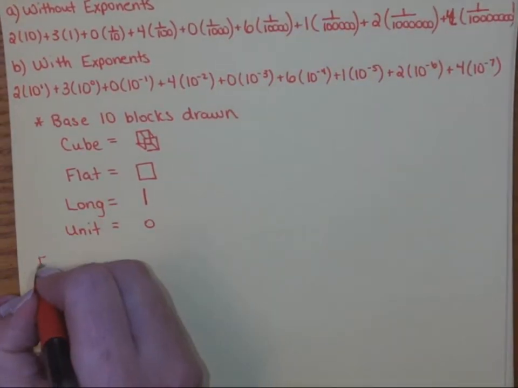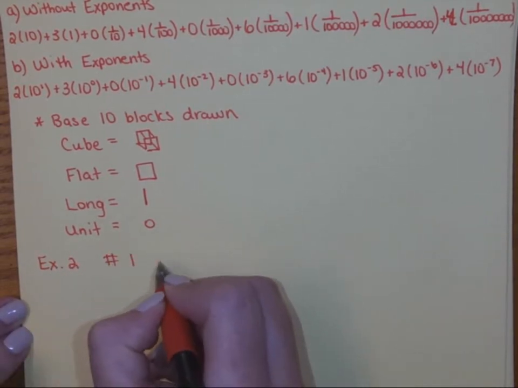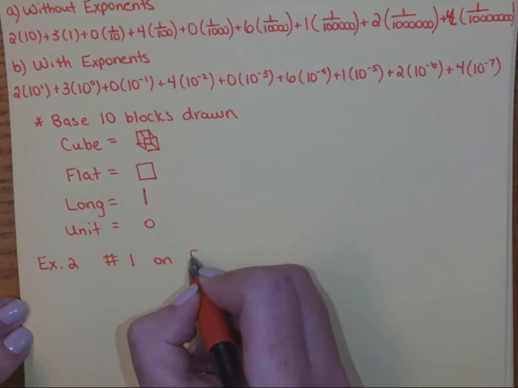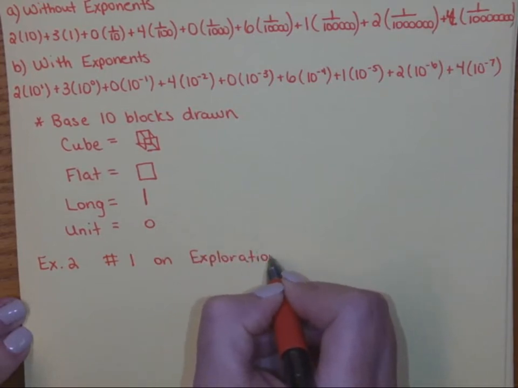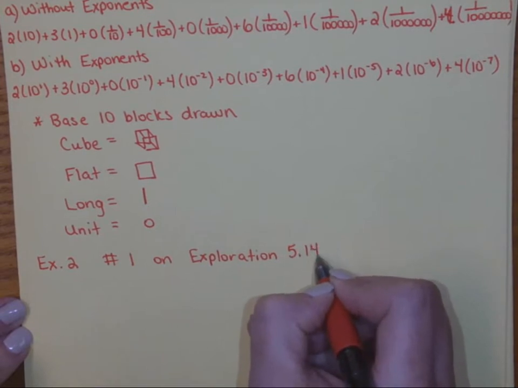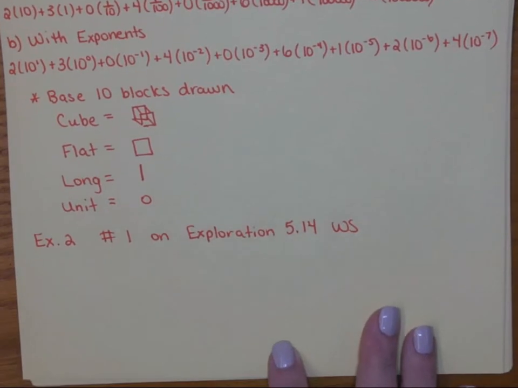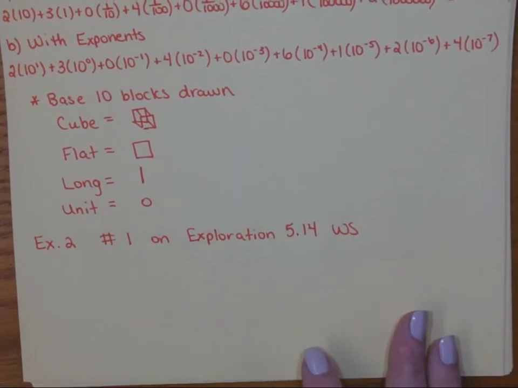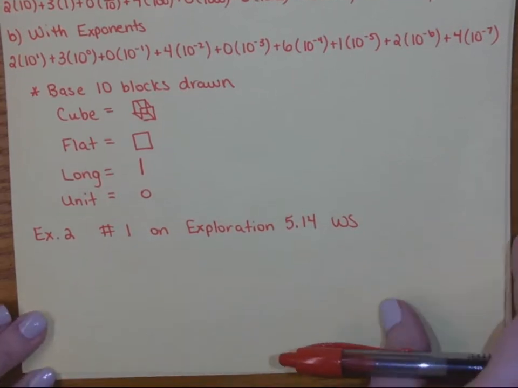All right, so I want to look through a couple here. So this is going to be number 1. In the middle, I'm going to call this exploration 5.14, because if you look at the middle, that's what it's labeled as. Number 1 says if the flat has a value of 1, represent 0.24 in 2 different ways, and then justify your answers.